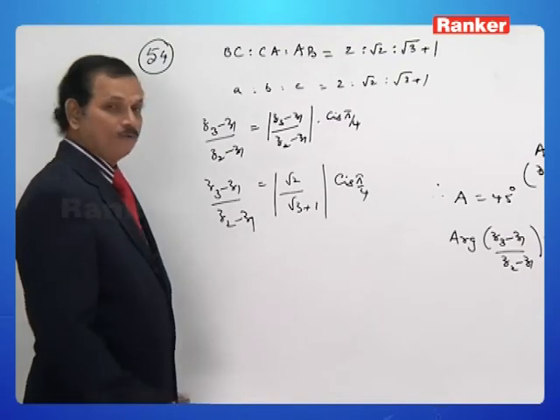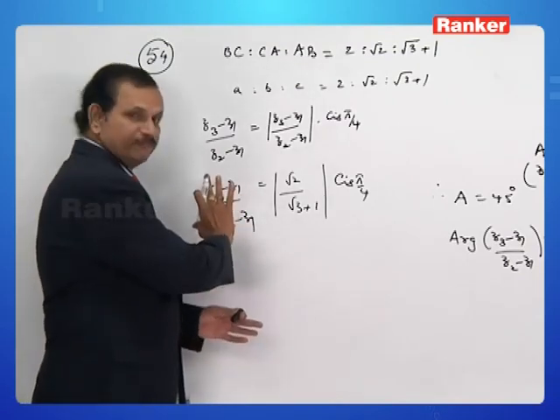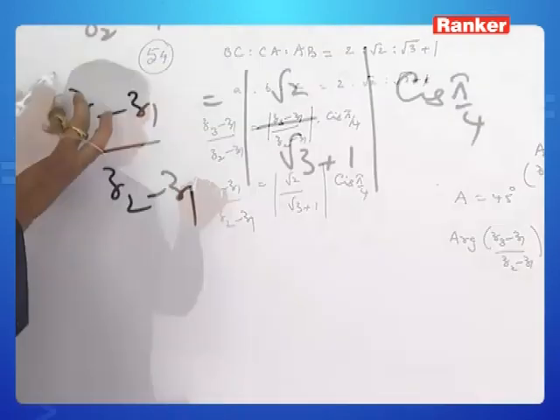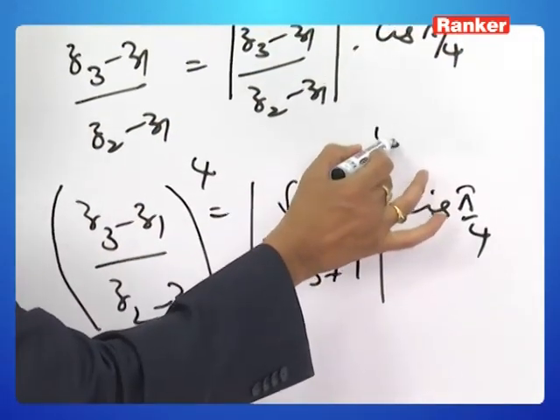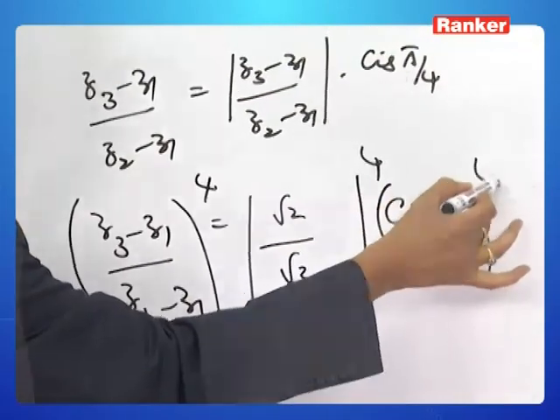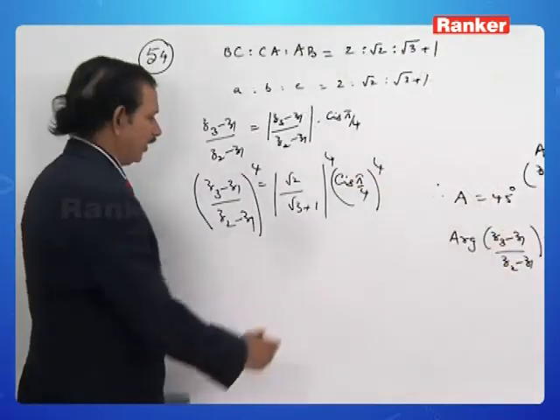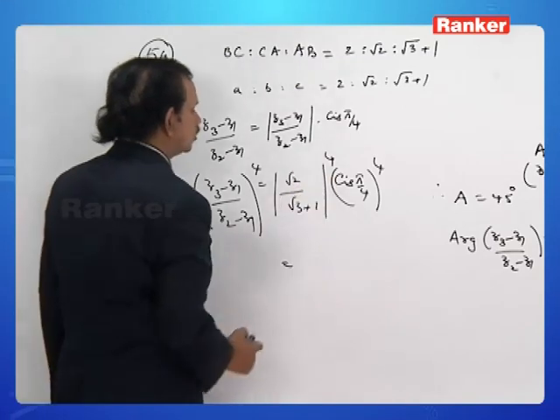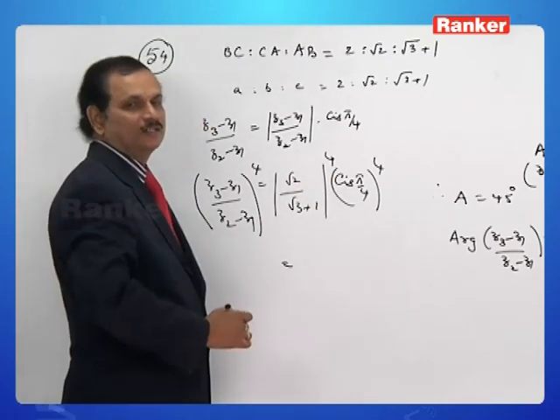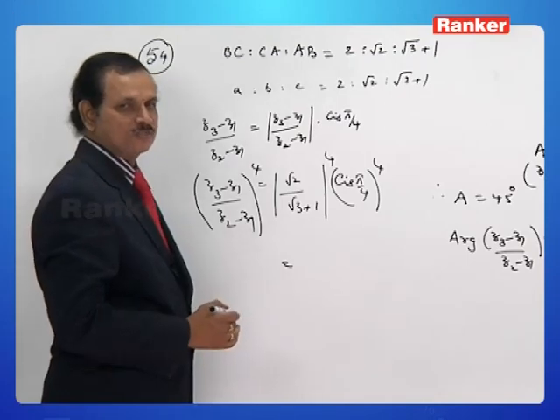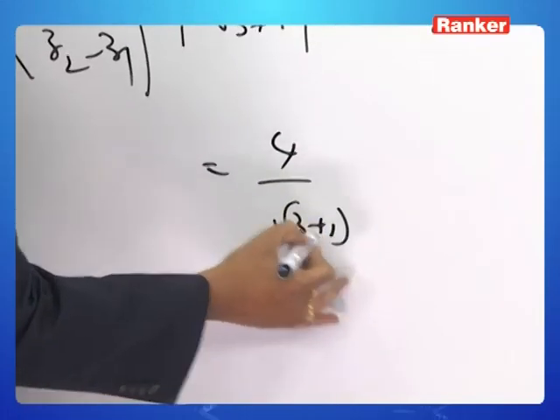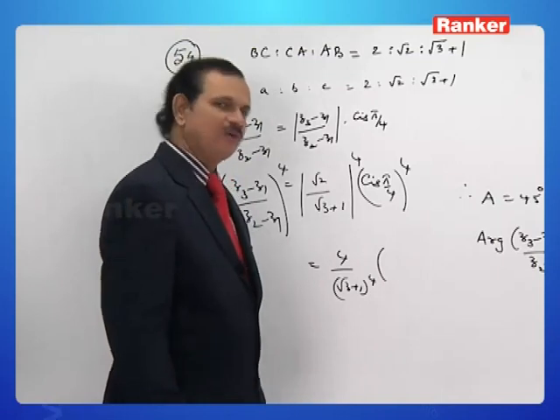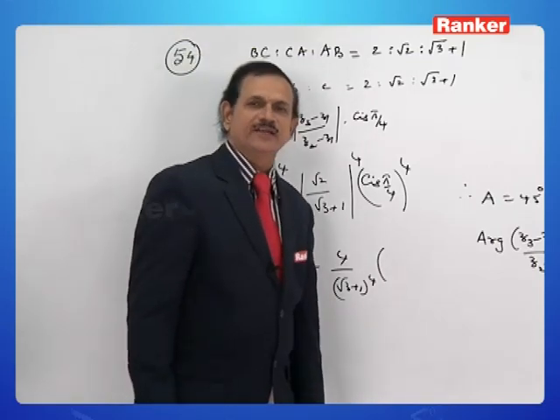But you see, we want to have the fourth power of this. That is whole power 4. This is equal to root 2 whole power 4. What is it? Root 2 whole square, 2 square, that is 4. 4 by (root 3 plus 1) whole to the power of 4 into 6 pi by 4 whole power 4. Let us use De Moivre's theorem.